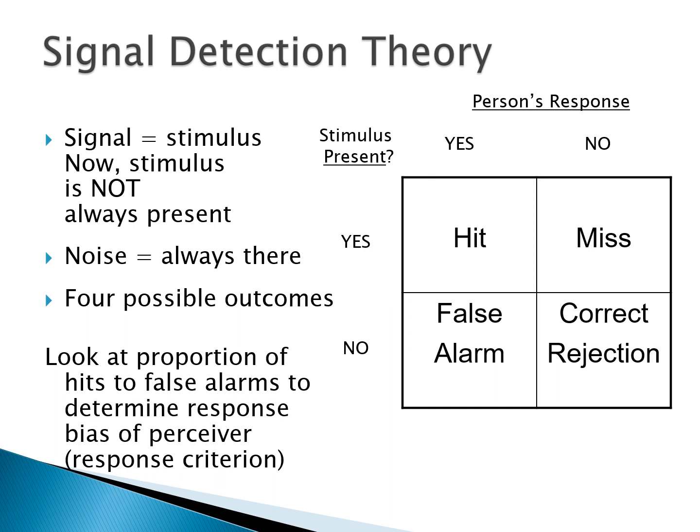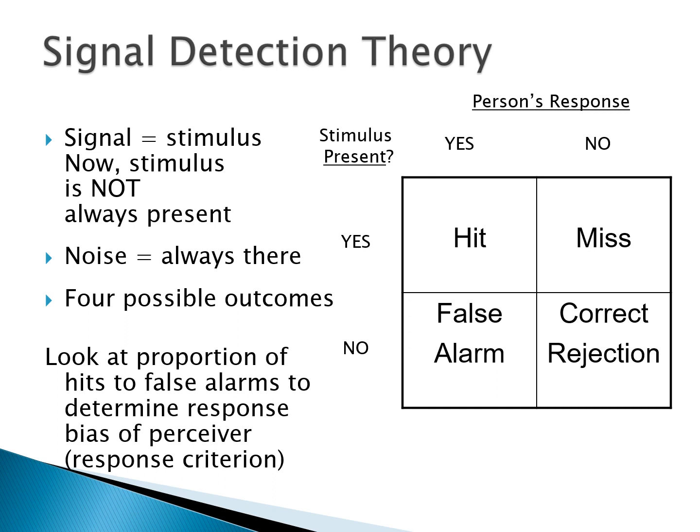If the signal is present and I correctly say, yes, I hear that, I'm just going to stay with the hearing example, that's going to be called a hit. If the stimulus is present and I miss it, so I say I don't hear anything, that's going to be called a miss. All of these names make a lot of sense. If the signal is absent and I think I hear something, so I say, yes, I hear that, that's going to be called a false alarm. And if the signal is absent and I correctly say, I don't hear anything, that's called a correct rejection.